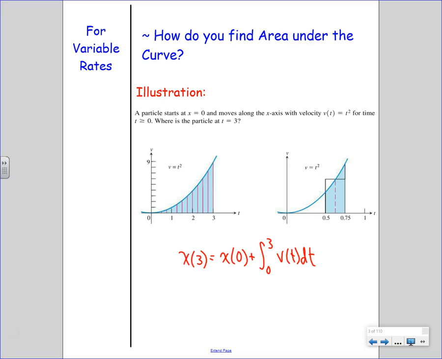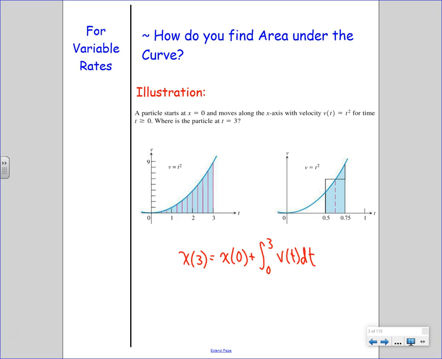What is the difference between what they're asking and just finding the area? It's not just the change. Where is the particle at? The area just shows the change in position. You have to go ahead and add the change in position plus where it started from, right?